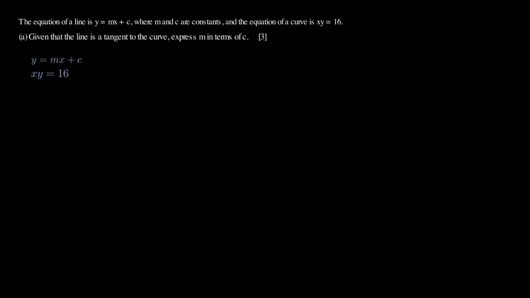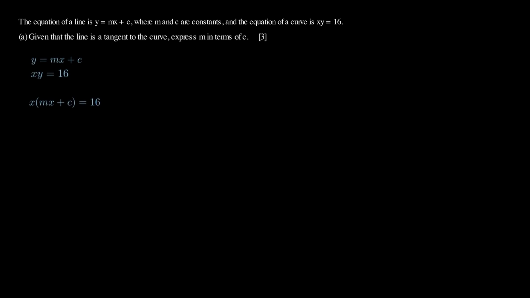In problem 5, there are 2 equations given to us, and it says that given that the line is a tangent to the curve, express m in terms of c. Since we're trying to find the intersection points, it's a good idea to substitute one of them into the other and make it into the standard form of a quadratic. In this problem, it's better to put the line into the curve, which is going to be much easier. If we do that, we get x multiplied by the line equaling 16. That's what we get after substituting.